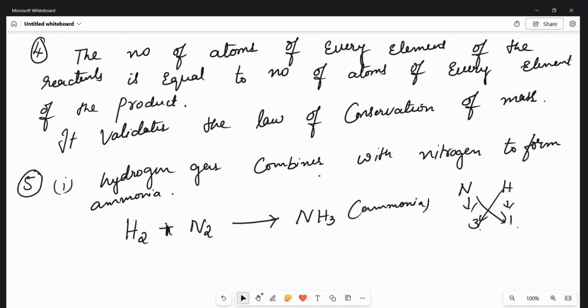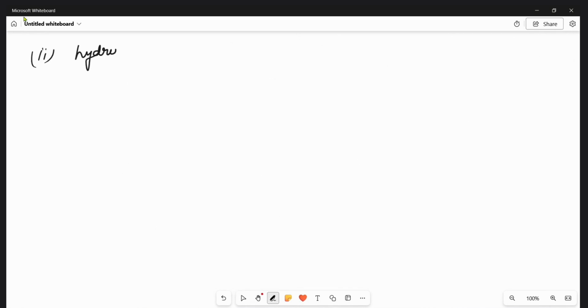Balance this equation now. Here nitrogen 1, here it is 2. So we have to make it 2NH3. Now nitrogen is balanced. Hydrogen 2 here, here it is 6. So I will make it 3H2. It will be balanced. Hydrogen sulfide.